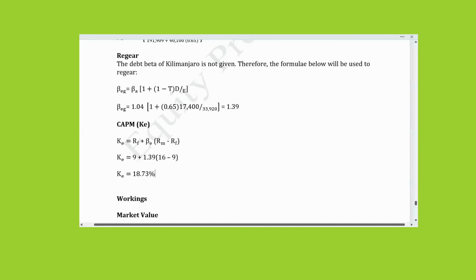Then finally, you calculate WACC. You calculate the project specific cost of capital.